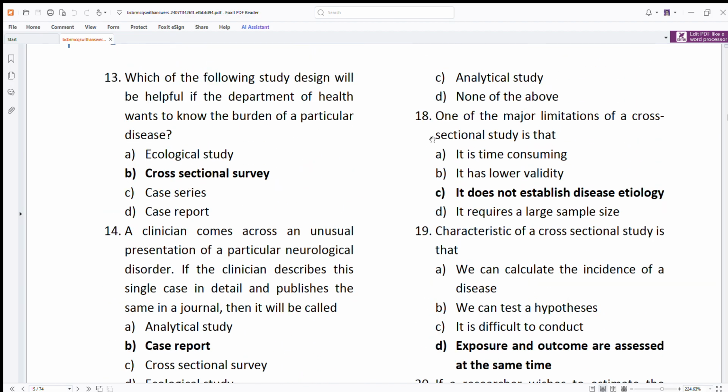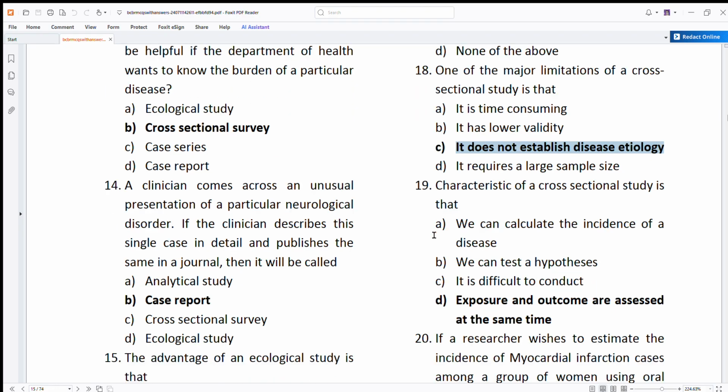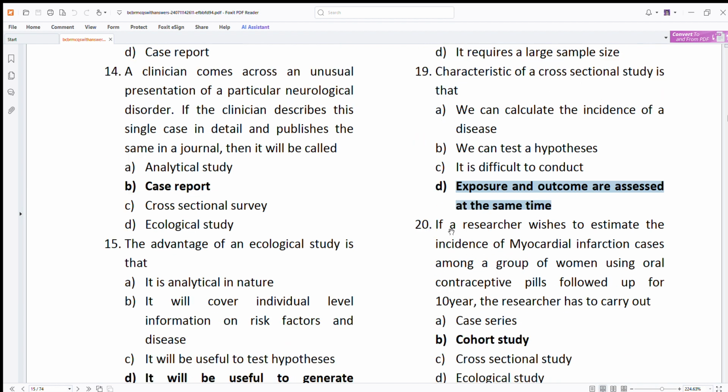After that, one of the major limitations of a cross-sectional study is that it does not establish disease etiology. True. It is time consuming. No, it is not time consuming. And it does not require even a large sample size. It can be done in a smaller one, but it does not establish etiology, this is true. Then characteristic of a cross-sectional study is that exposure and outcome are assessed at the same time. Yeah, that's true. Not difficult to conduct, very easy to conduct.